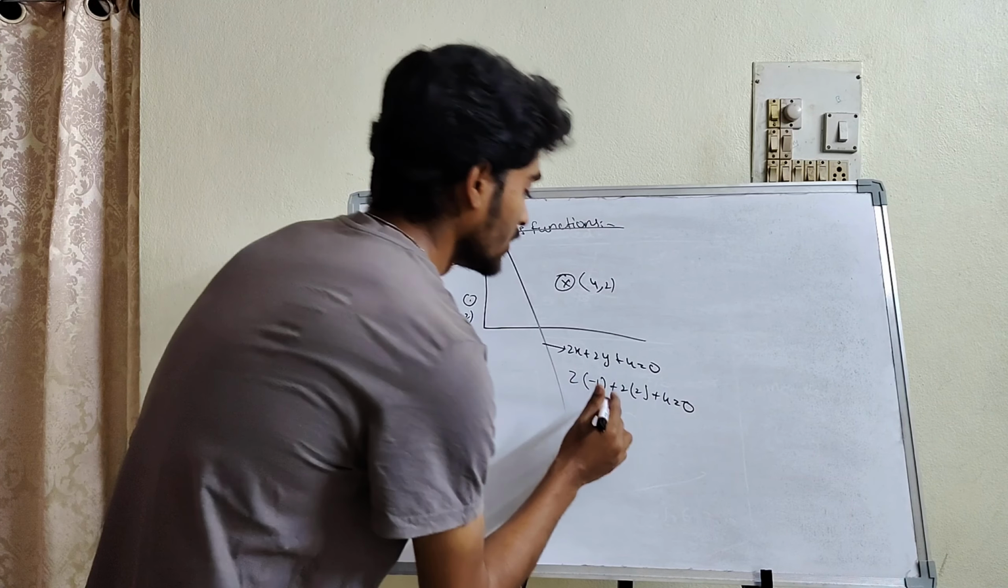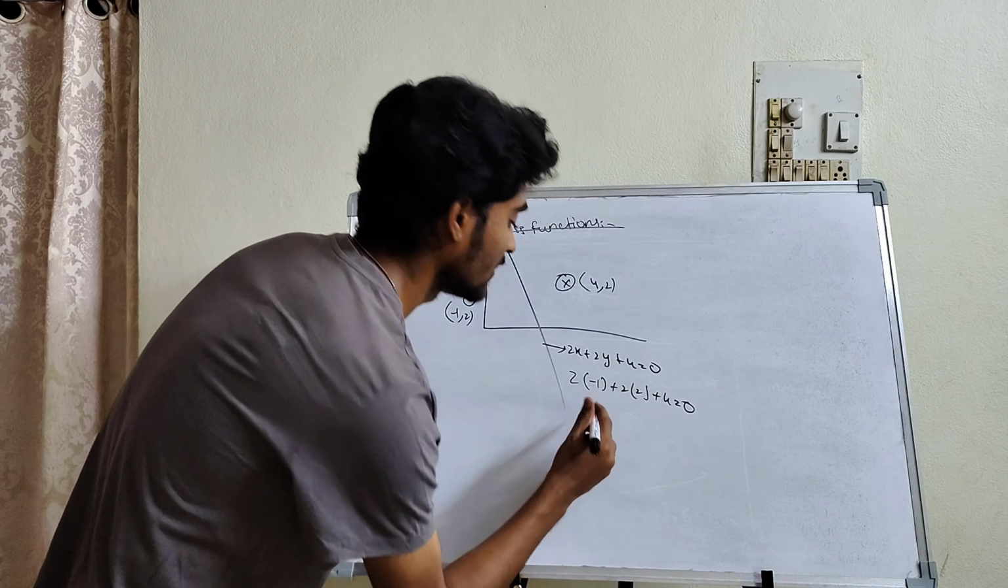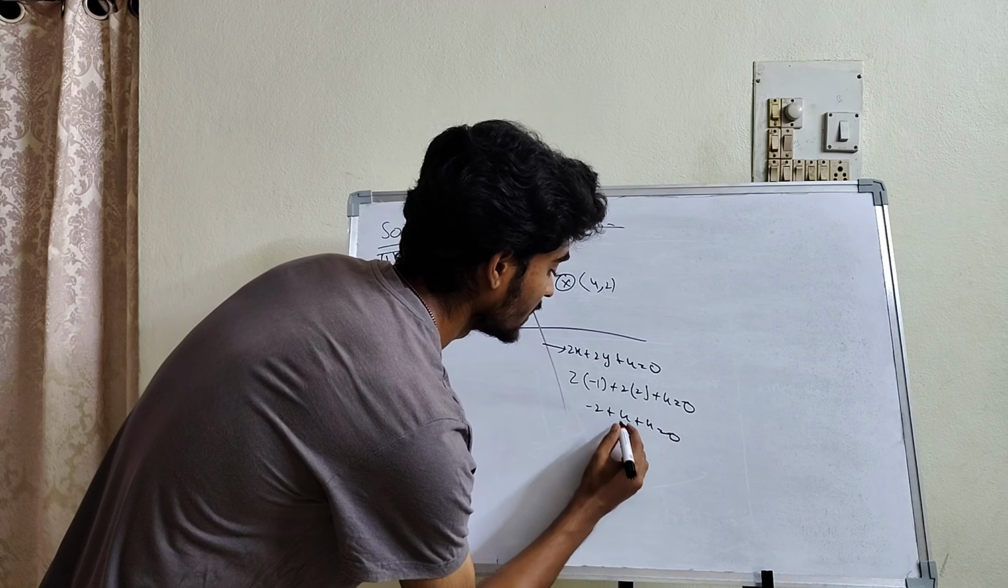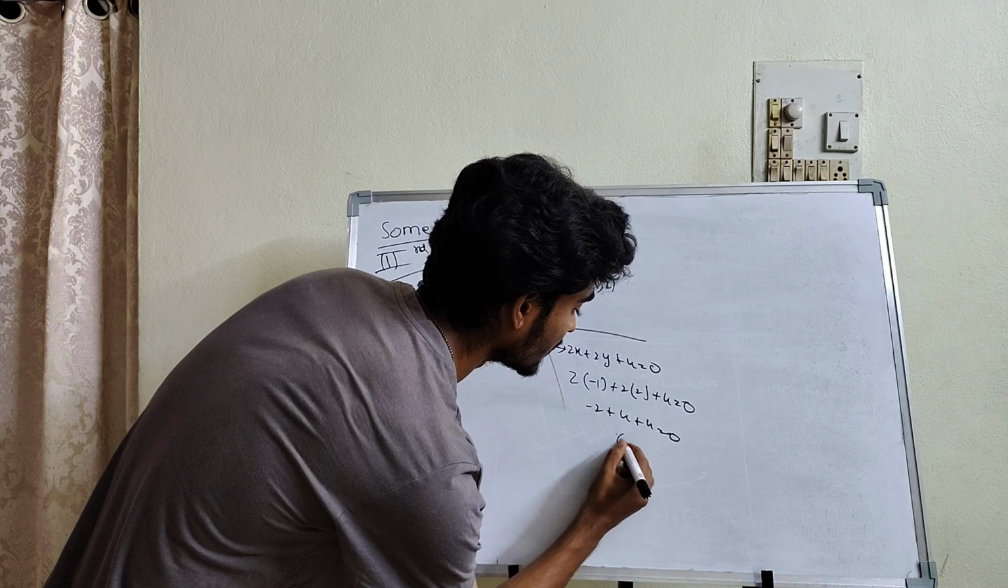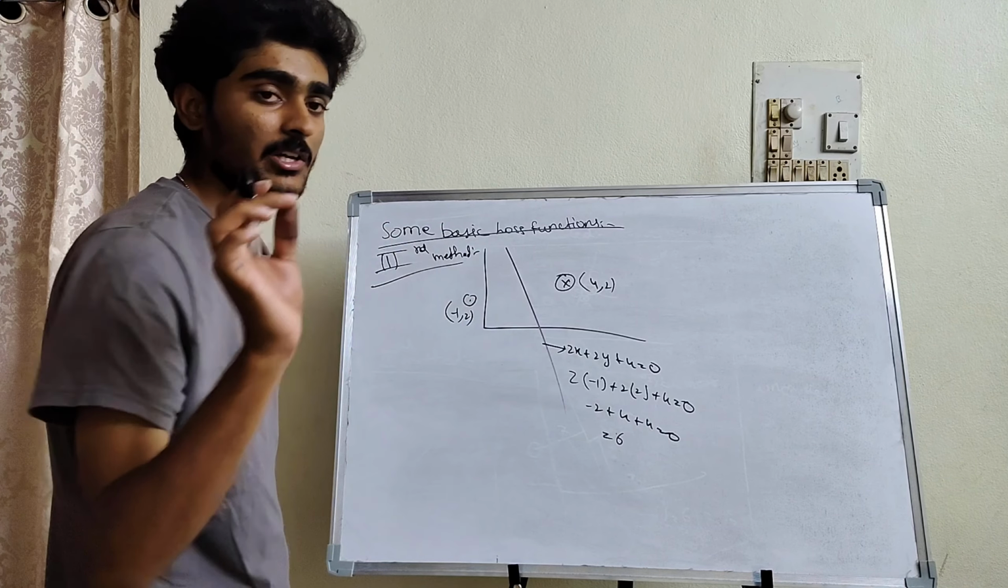Okay, now you need to substitute these data points, and you have to calculate the resultant value. -2 plus 4 plus 4 is equal to 0. Then you will get 6. Okay, for the first data point you got the numerical value as 6.